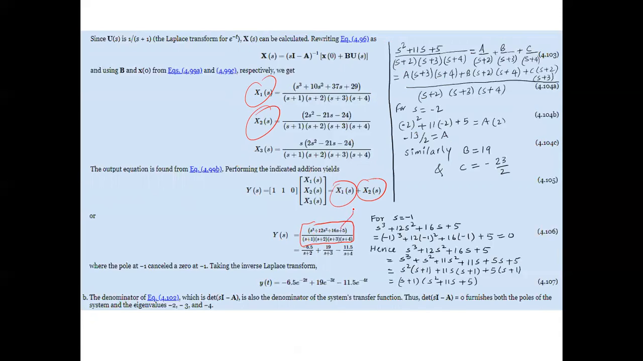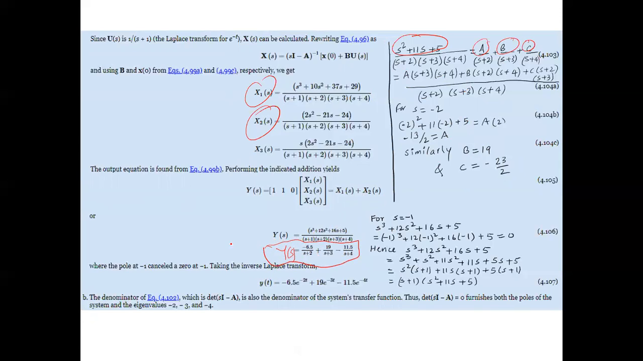Then you have to do the partial fraction, right? I have done the partial fraction here, with a, b, c. Doing the partial fraction, you get a equals negative 13 over 2, b equals 19, c equals negative 23 over 2. So this is negative 6.5, which is 13 over 2, this is 19, and this is 23 over 2. So finally this is your Y(s).